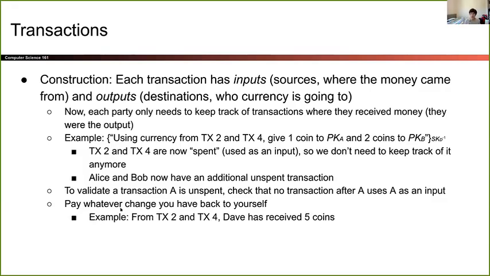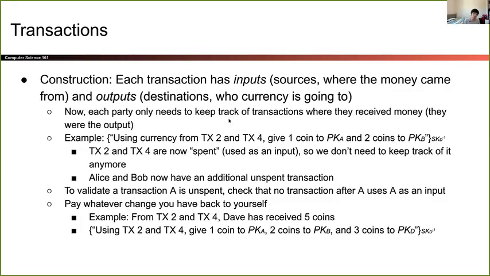For this example, we'll say that Dave received 5 coins. Using transactions 2 and 4, I know that I received 5 coins from those in total. Give 1 coin to Alice, 2 coins to Bob, and we're just going to say give 3 coins to Dave. Now that I think about it, I think this sums to 6 coins, but it's probably okay because the next slide will hopefully make this more clear.